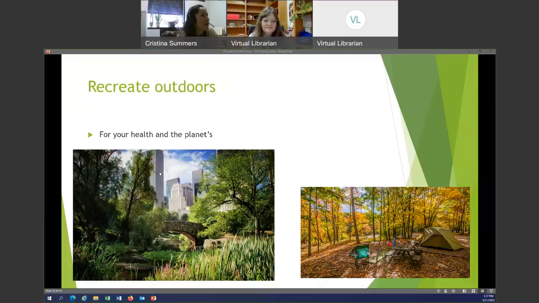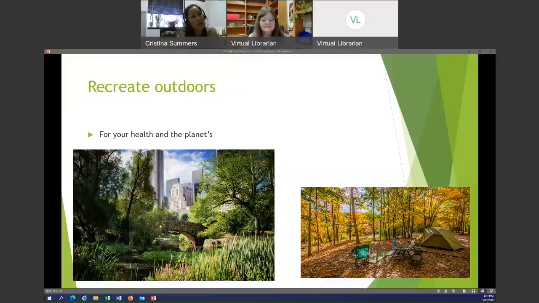Here's another R, recreate outdoors. You don't have to go too far. Like you see here, there's a little green space out there. Actually, here at CTC, we've got the Eagle Trail. Some of you may be familiar with it. It's pretty nice. You could just get out and wander in the woods, connect with nature.